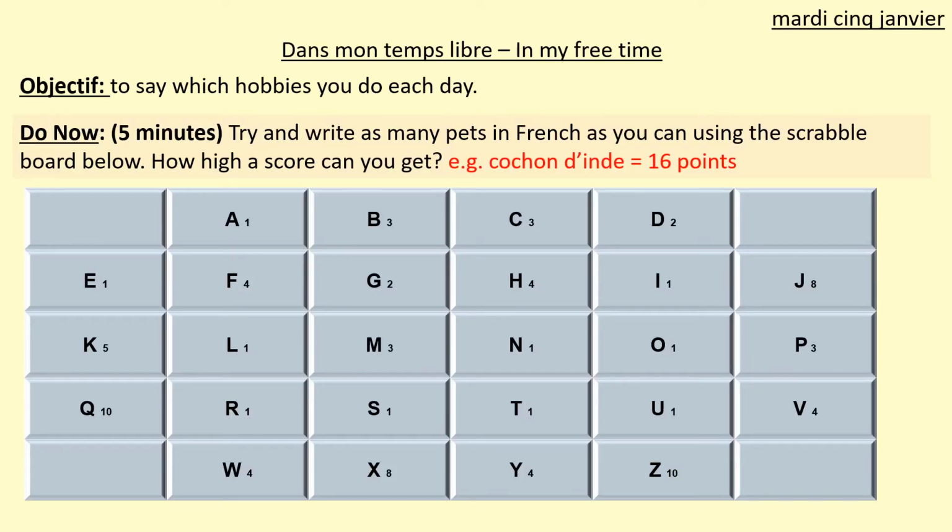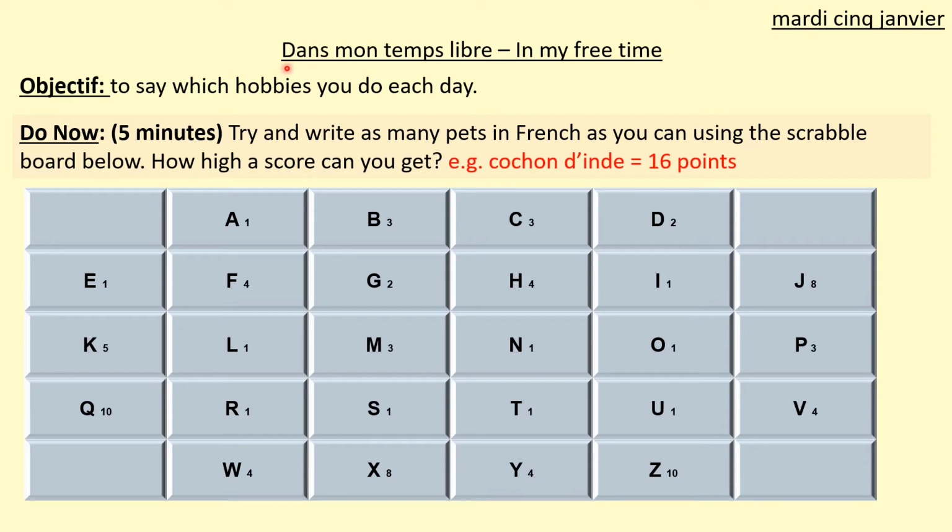Okay, as we do in class, as is our routine, I would like you to write the date in French in the right-hand corner and underline it, please. Okay, so mardi 5 janvier. Write that down and underline it in the right-hand corner of the top line.